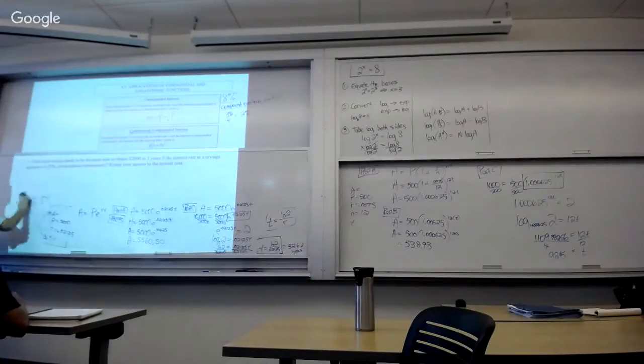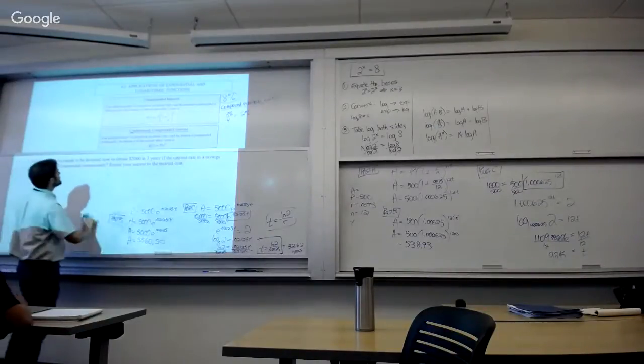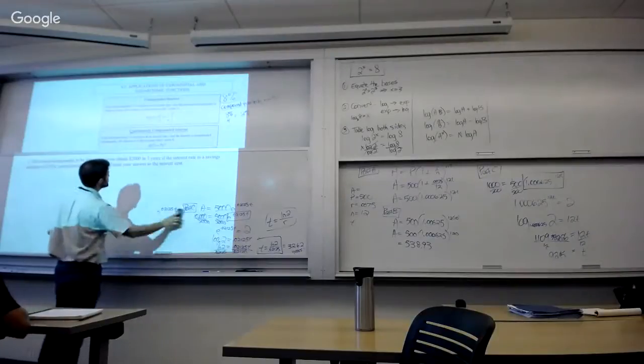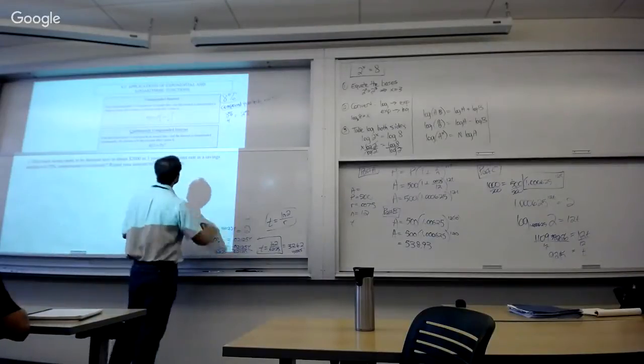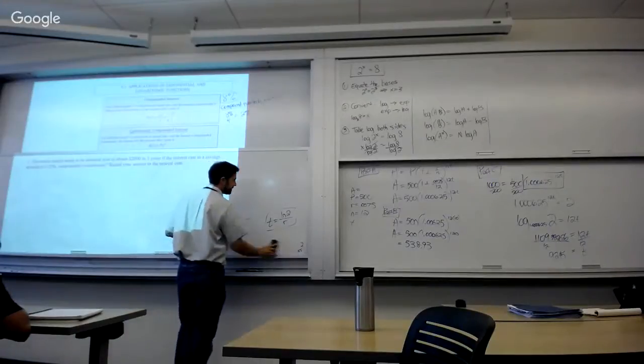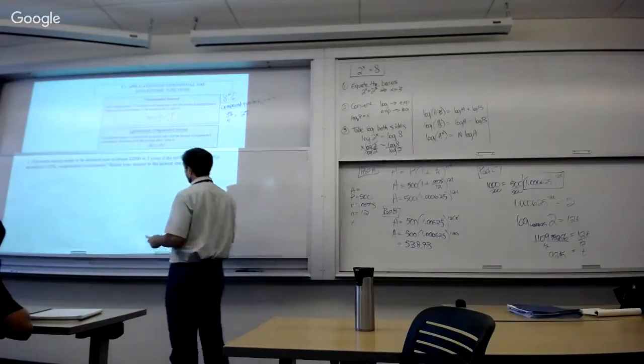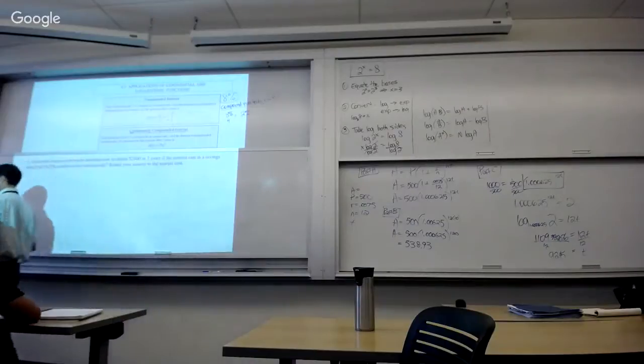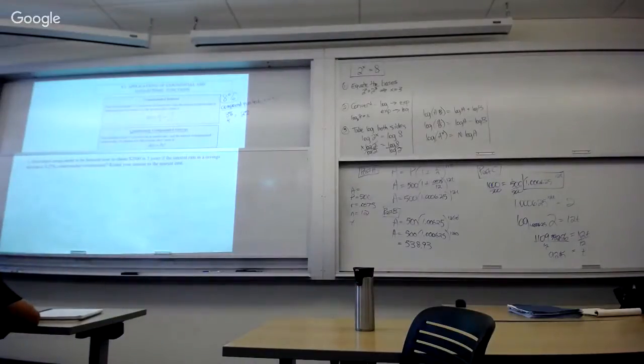How much money needs to be invested now to obtain $2,000 in 3 years if the interest rate in a savings account is 0.25% compounded continuously? What a great question. Let's read it again. How much money do you need to invest now in order to obtain $2,000 in 3 years?